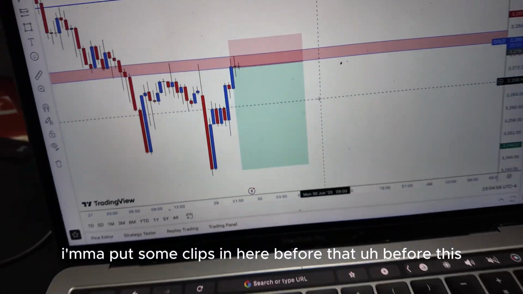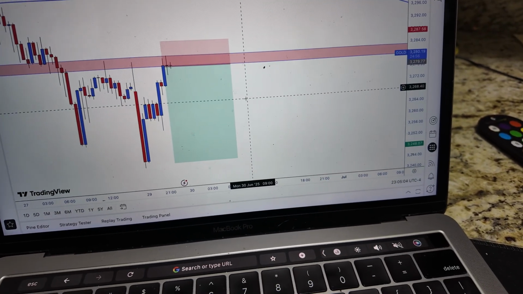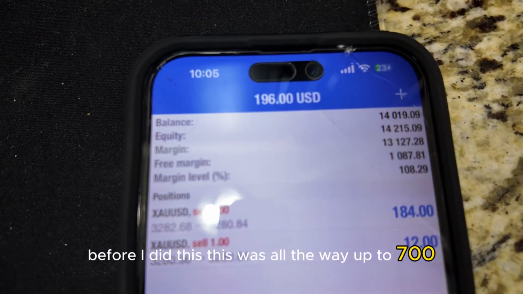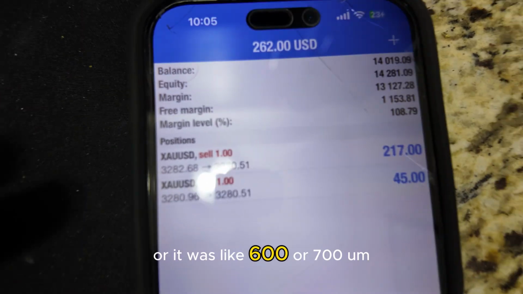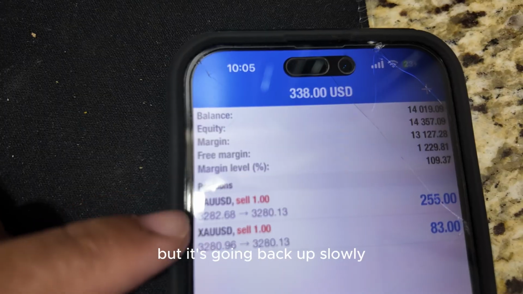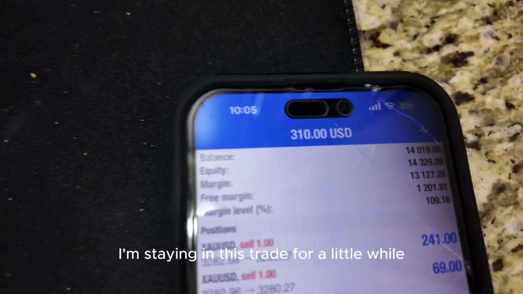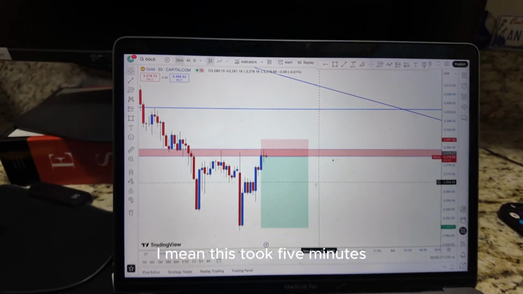I'm gonna put some clips in here. Before I did this, it was all the way up to 600 or 700. But yeah, now that we're further in it, price went down, but it's going back up slowly. I'm staying in this trade for a little while, but I mean, this is a simple trade. This took 5 minutes.